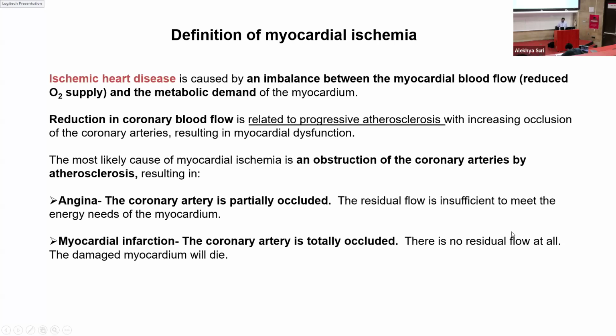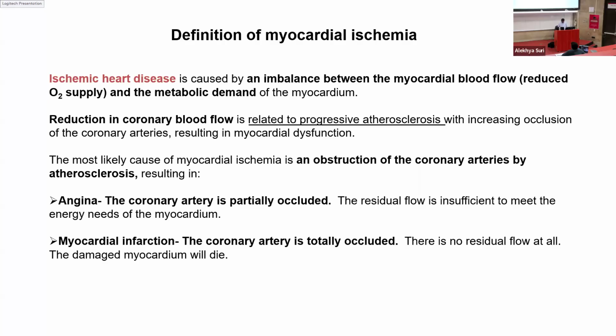Therefore, the rest of the myocardium will work hard to produce more ATP molecules, ending up with hypertrophy and heart failure. And then the second type of ischemia is myocardial infarction, which is a total occlusion. So if the coronary artery is completely occluded, there won't be any blood flow or oxygen supply to wherever it is occluded, and that will cause myocardial damage and cell death, and it will be replaced by fibroblasts and scar tissue.